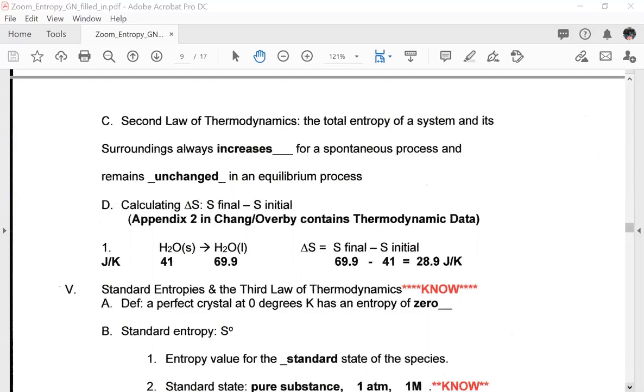So now we have the third law of thermodynamics. Again, you're going to want to memorize the second law, memorize the third law, because you never know when they come up in a standardized testing situation. So the third law is that a perfect crystal at 0 degrees Kelvin has an entropy of 0.